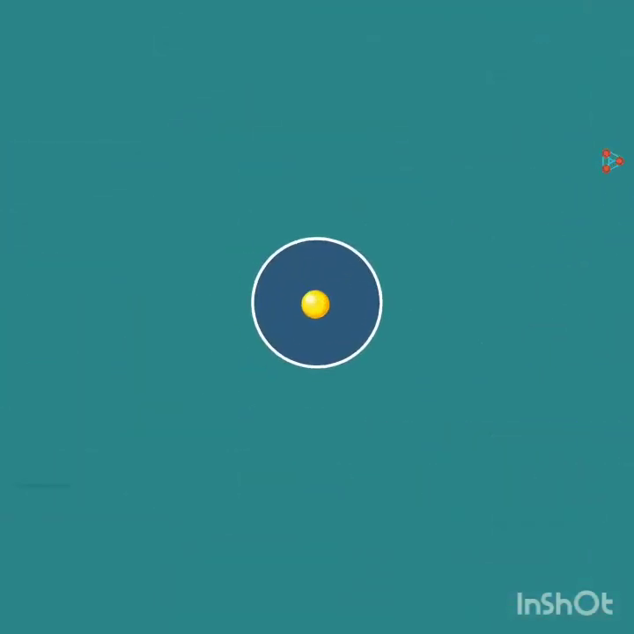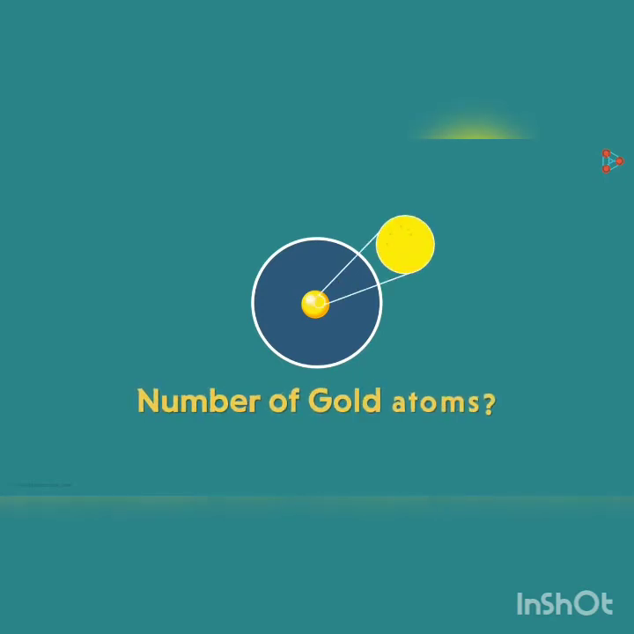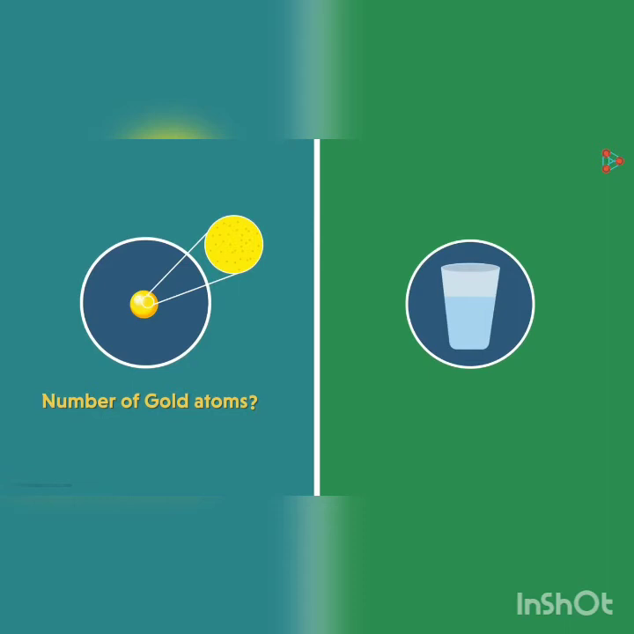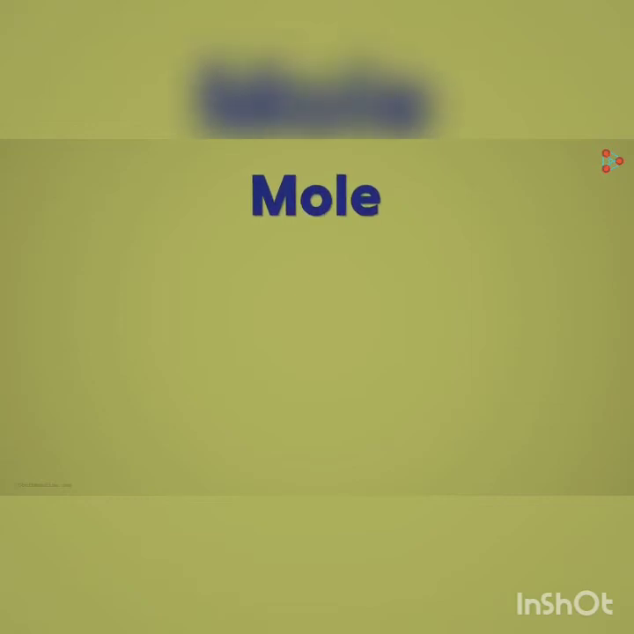Looking at this pure gold, can you tell me how many gold atoms are present in this? Or wait, looking at this glass of water, can you tell me how many water molecules are present in it? You will probably say that it's practically impossible to calculate the number of atoms or molecules in these examples. But astonishingly, chemistry has an answer to this as well. That brings us to the concept of mole.